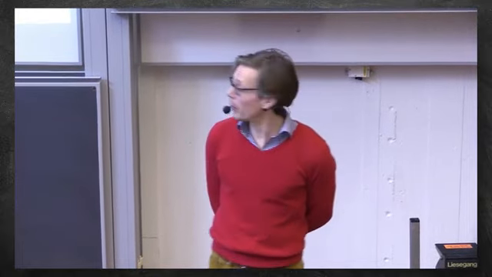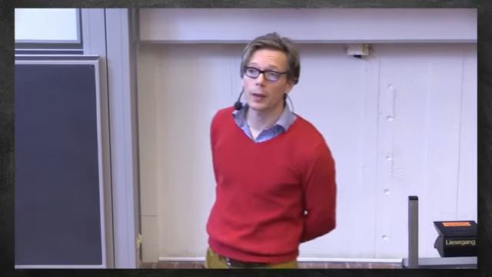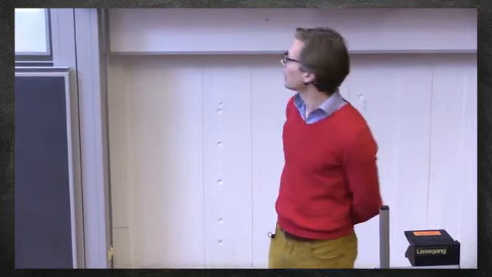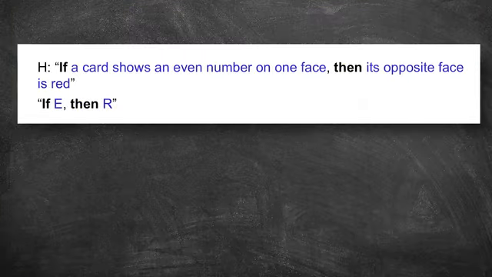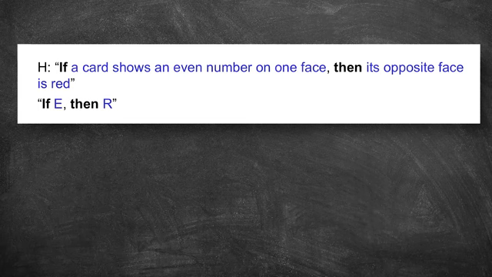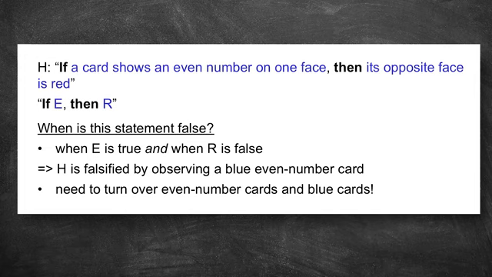Okay, so let's think about the hypothesis one more time. It's a conditional statement. It says, if the number is even, then it will be red. And then in order to prove it to be false, you have to figure out when this statement is false. And the only way that it is false is when it is even, but on the other side, it's not red. Therefore, you need to turn over those cards that show an even number, and those cards that don't show red on the other side.